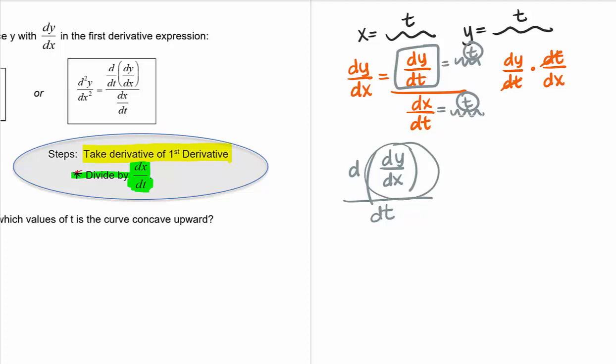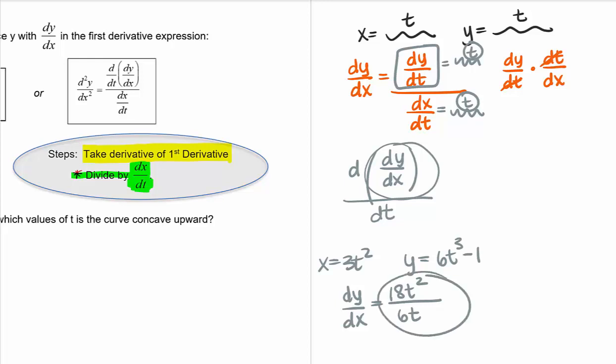For example, if x equals 3t squared and y equals 6t cubed minus 1, your dy/dx is going to be your dy/dt, which is 18t squared, over the dx/dt, which is 6t. So this derivative is in terms of t. So when I take the derivative of that first derivative, I'm still going to have it be in terms of t's.